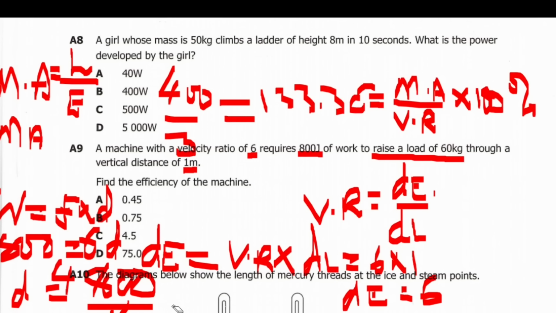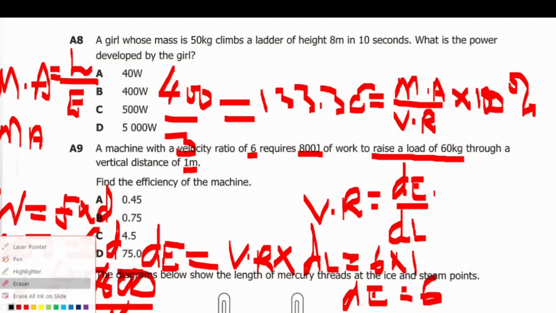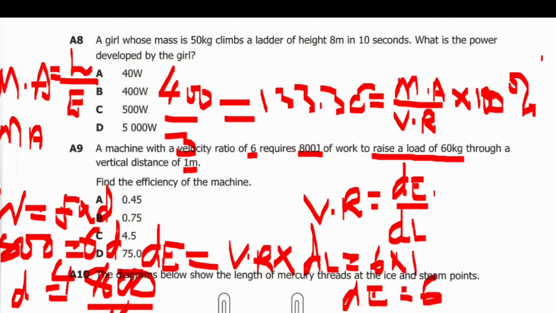Okay, so we are going to try to say our mechanical advantage now is going to be equal to load, which will be 600 divided by 1.3, or 13.33.